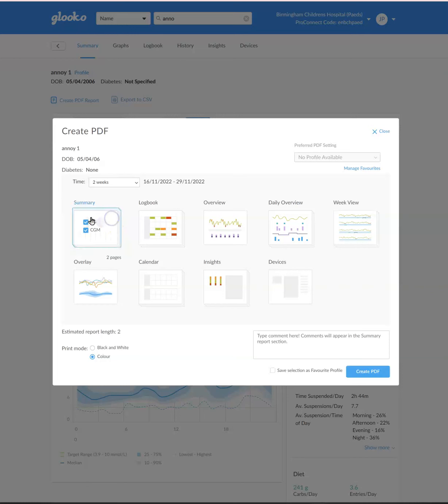Ideally you want the summary, but you don't want the blood glucose information. You want the week view, and you want the devices. Pretty much everything you need should be within here. You may have your own favorites, but this will give you everything that you need.